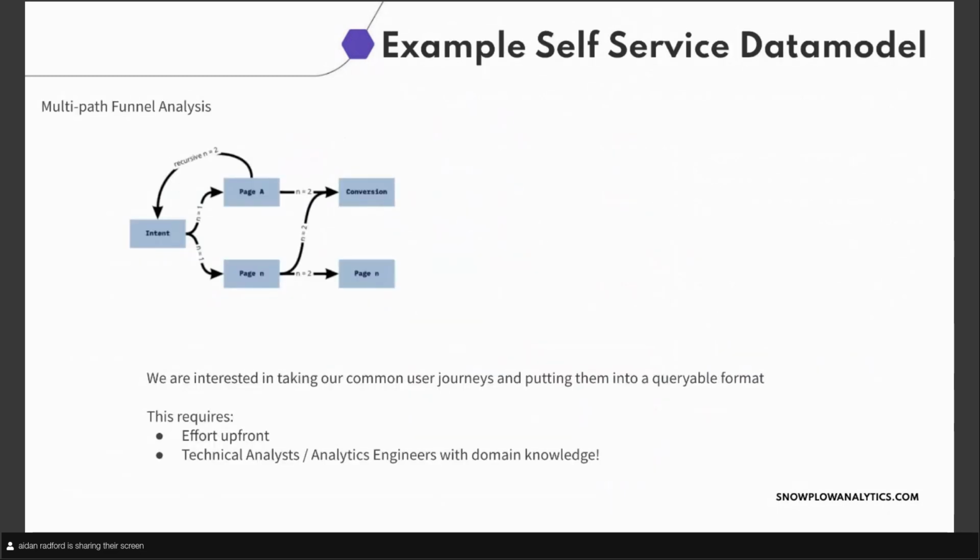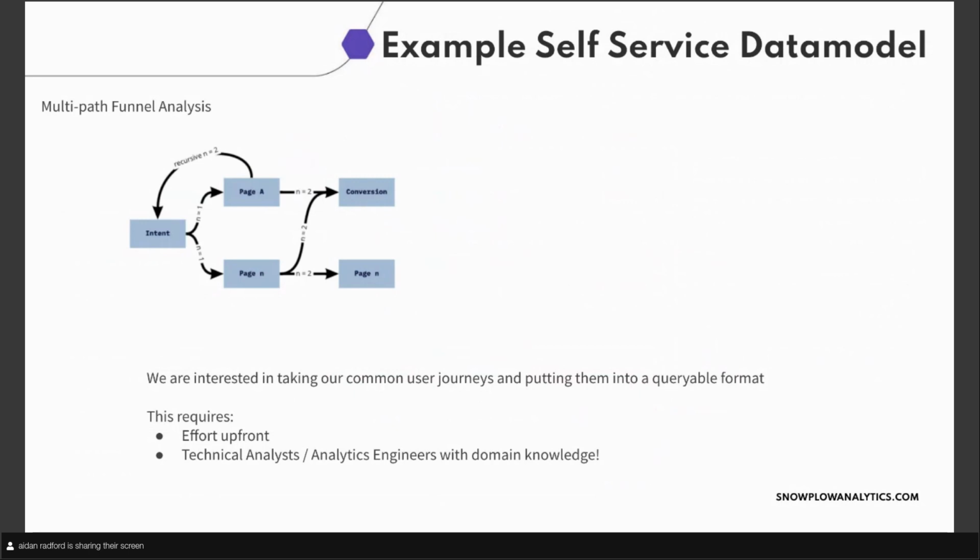So if we consider the example of multipath funnel analytics, what we're really interested in doing is taking something like this diagram on the left-hand side of the page, where a user starts with a particular intent and then navigates through a series of pages to either arrive at some kind of conversion or end their session on some other page. And we want to take this diagram and turn it into some kind of queryable format that our product managers can derive insights from without too much trouble.